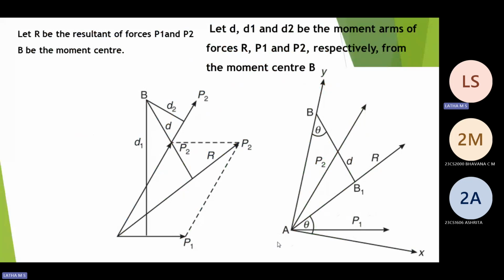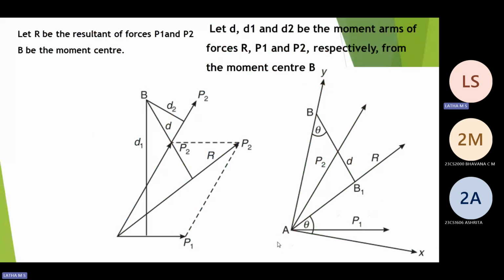Moment is always force into perpendicular distance. So for P1, I want the perpendicular distance. P1 has a perpendicular distance, which is taken from point B. With point B, you think about two forces, P1 and P2, and you have a point B here in the space, and you have to measure the perpendicular distance from the forces P1 and P2.